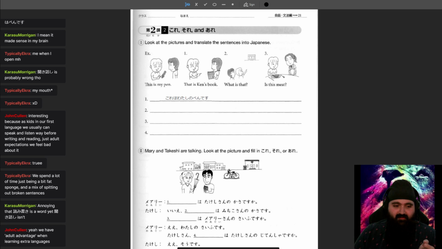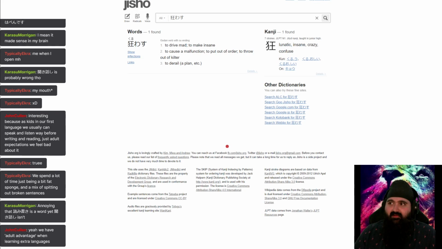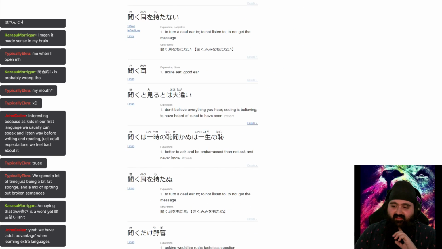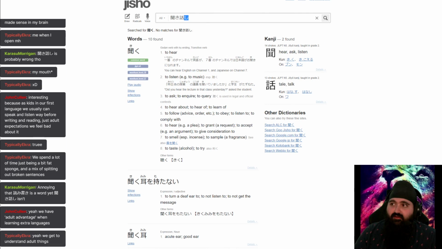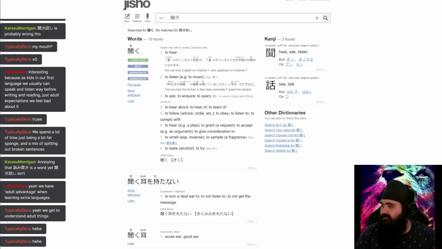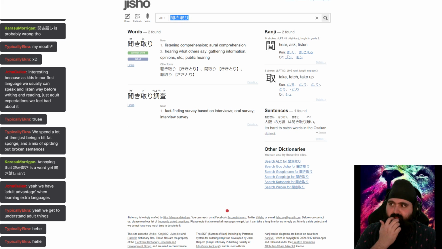Did you look it up? I'll look it up on Jisho to see if it exists or not. But kiki hanashi, we should petition to make it a word. As non-native speakers, we should say this should be a word. It's not, ne. I know kikitori is a word. Kikitori, wait a moment, please. Kikitori is a word, and that's like listening comprehension.